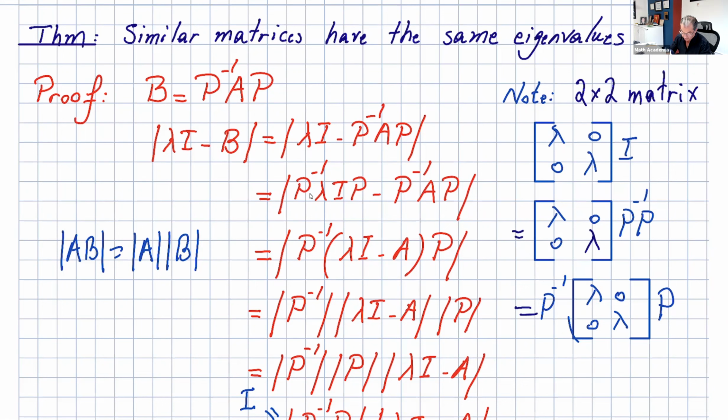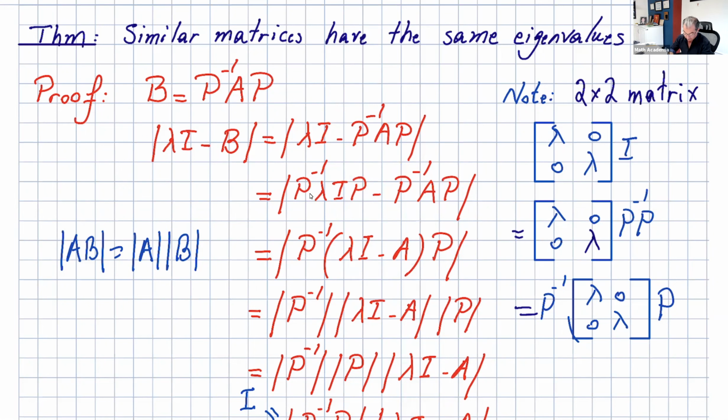Let's see why we did that. For lambda I, we can write this relation and nothing changes. Now we can factor out P inverse and put it in the front, and we can factor out P and put it at the end. So what's left is P inverse times lambda I minus A times P. Now we want to find the determinant.